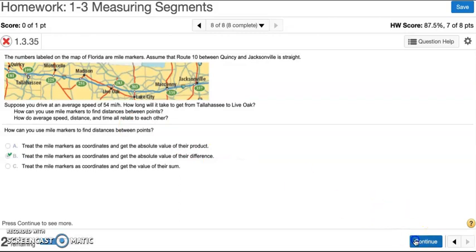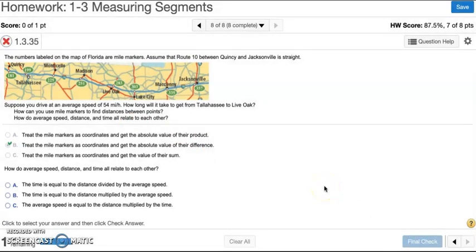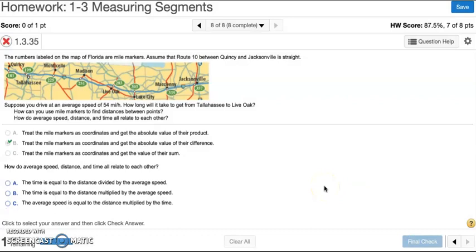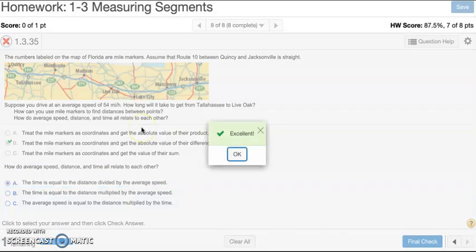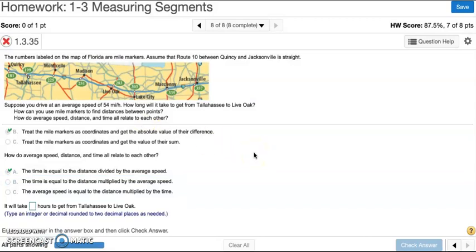Now, how do average speed, distance, and time all relate to each other? Well, we know distance equals the speed or rate times time. So time is going to equal the distance divided by the average speed. So now we got to figure out how many hours. So we're going to have to find the distance and divide it by the average speed.